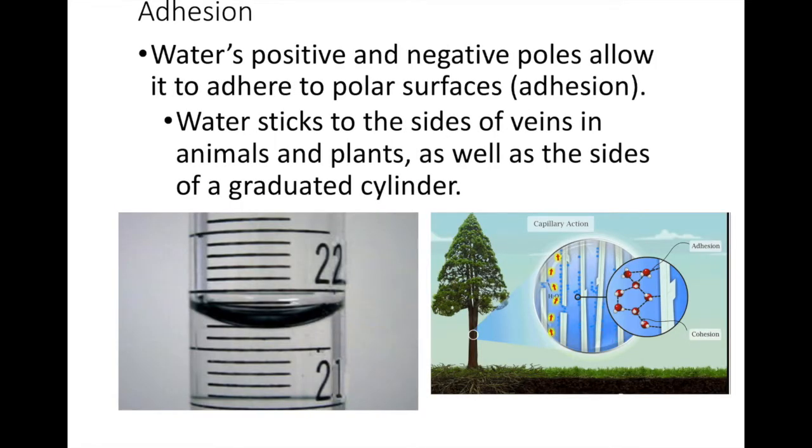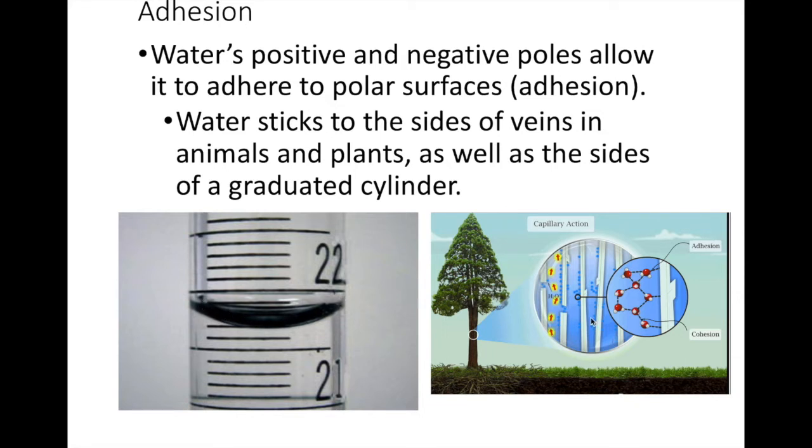Adhesion is when water will stick to polar surfaces. Glass, for example, silicon dioxide. Silicon has an electronegativity of 1.9, which is lower than the 1.2 of hydrogen. And the two oxygens are still 3.5, like they are in water. So that makes glass actually a polar molecule, which means that water will stick to it. And that's the explanation for the meniscus you would see in any graduated cylinder.